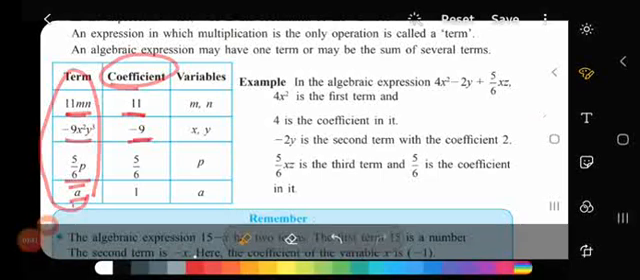Now, variables. Variables are the letters whose value is changing; that is called a variable. So in the first term the variables are m and n, in the second the variables are x and y, in the third the variable is p, and in the last the variable is a. So this is the meaning of coefficient and variable.